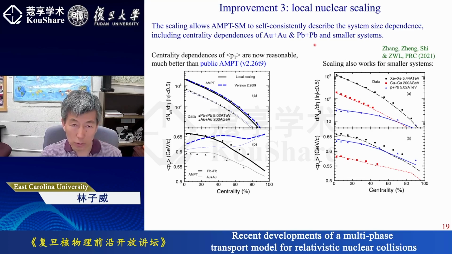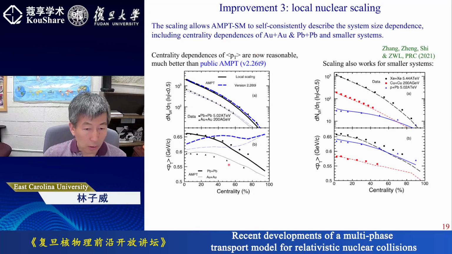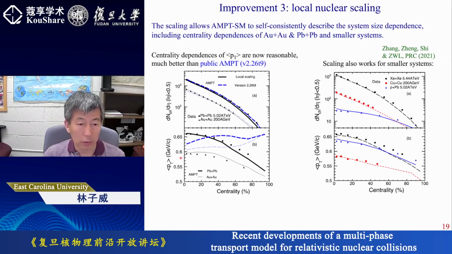So after the local nuclear scaling, the goal is we will be able to self-consistently describe any size dependence, including the collision system dependence and the centrality dependence for a given system. So for example, here is a plot of the charged particle dN/dη data at mid pseudorapidity as a function of centrality for two systems, lead and gold. Using the nuclear scaling, we get the solid lines. And using the public AMPT model, we get the dashed lines. The data are the symbols, and they are more or less both consistent with the data. However, the big improvement comes for the mean pT centrality dependence.